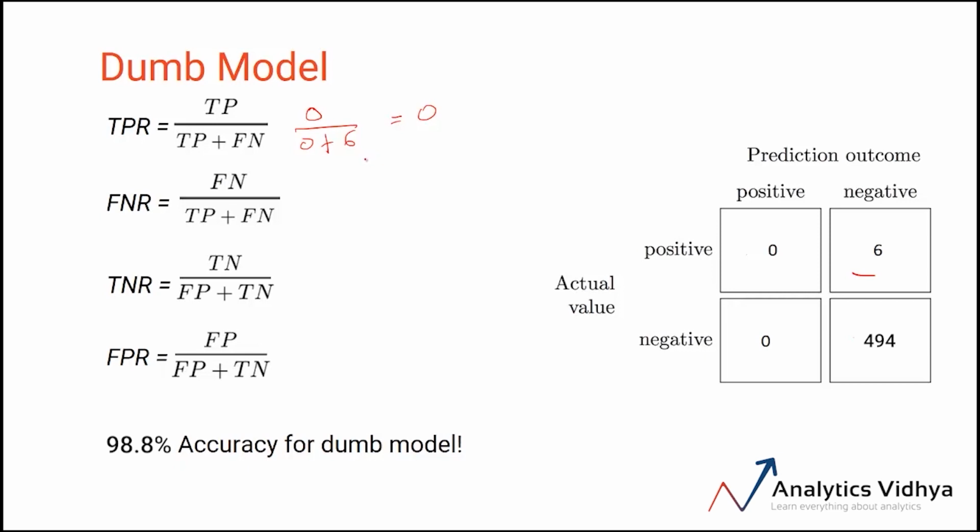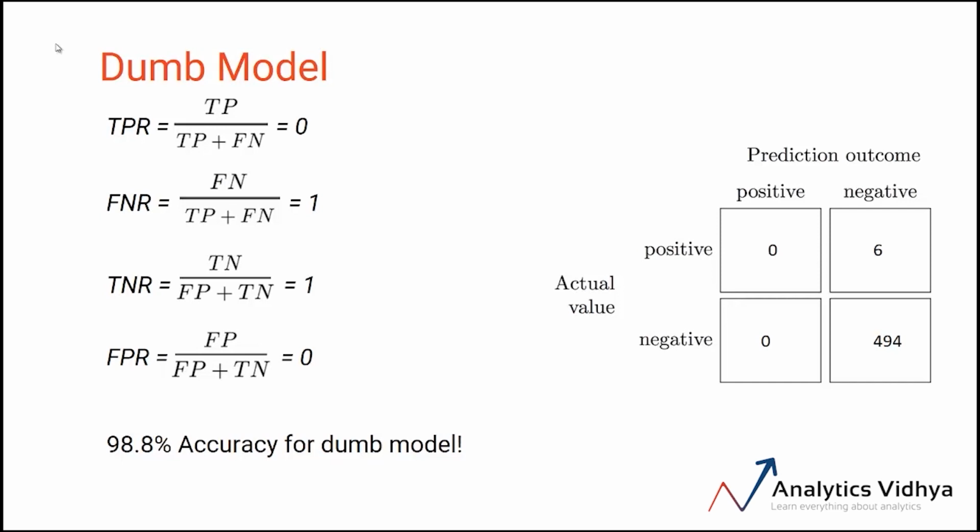This means that the model is not performing well since it has not correctly identified any of the positive values. This model doesn't look good anymore, does it? Similarly, when we calculate the other metric, we can find that the false negative rate is 1, which means all the cancer patients were classified as negative, which is the worst possible model.